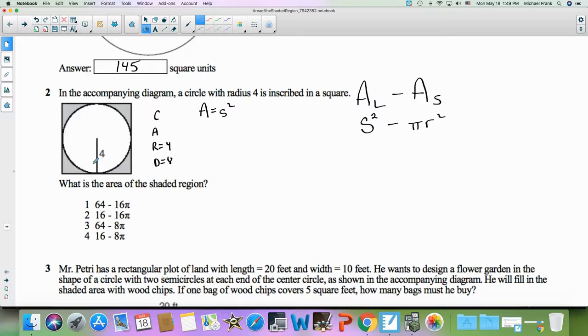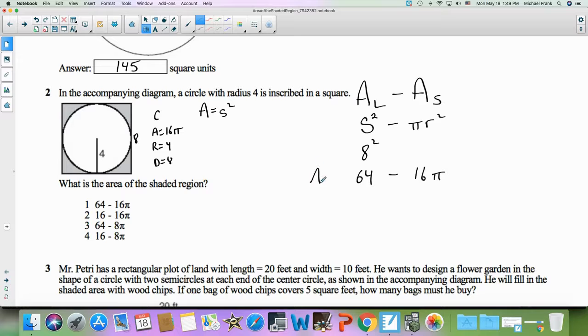Well, as you can see, since that circle is inscribed, the diameter is going to be the same as the side. So the side is going to be 8. So I can already come over here and say 8 squared, well, that's 64. And then my pi r squared is the circle. Well, I already have the radius set up, so why not just say 4 squared, 16 pi.